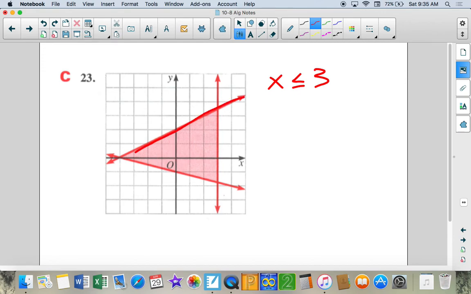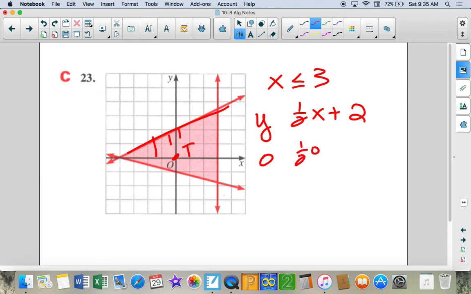And now we have this line. It crosses the y-axis at 2, so my y-intercept is 2. My slope is up 1, right 2. Up 1, right 2 is 1/2 x. And then in this line it's shading down, so 0, 0 is true. So if I plug in 0, I get 0, 2, so it has to be this. It's including the border. So my second equation is y is less than or equal to 1/2 x plus 2.